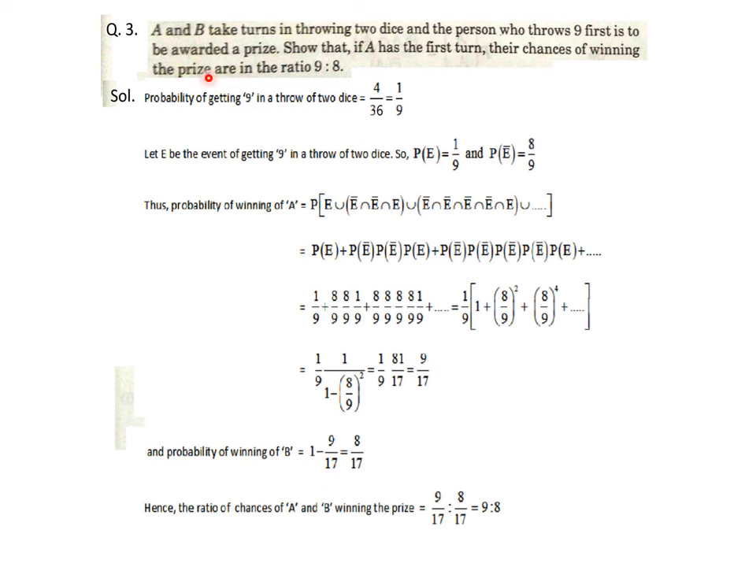What do we have to find? The chances of winning of A and B, that has to come under the ratio 9:8. So it's the ratio of chances of A and B winning the prize, that is the ratio of these probabilities, 9 by 17 is to 8 by 17, simplified as 9:8.